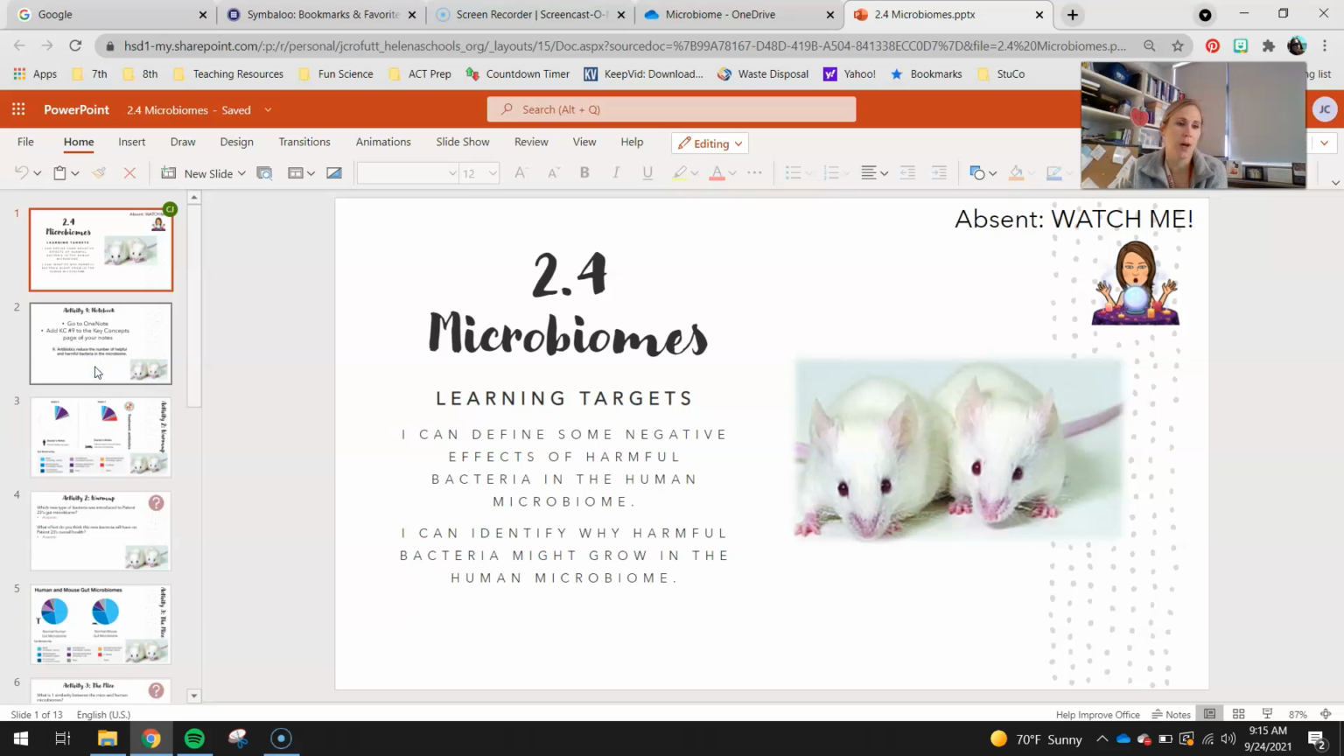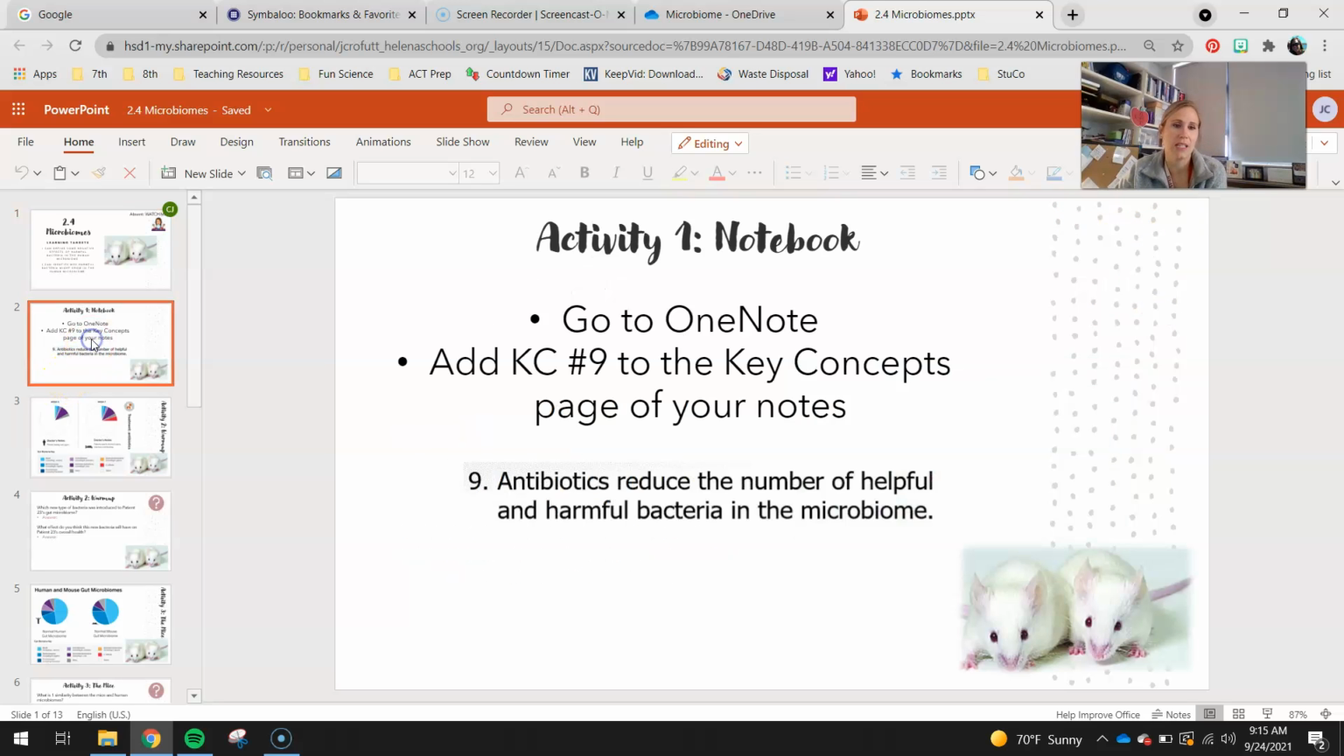Okay, so moving on to your bell ringer for today, your first activity is going to be your notebook. So you need to open up your OneNote and add key concept number 9 to the key concepts page of your microbiome section. Your key concept number 9 relates back to lesson 2.3, in that antibiotics reduce the number of helpful and harmful bacteria in the microbiome. So they don't discriminate, okay? If you are taking antibiotics, it is killing all sorts of bacteria, whether they're helpful ones or harmful ones in your microbiome. And again, you guys kind of saw this effect in the pie charts from lesson 2.3.